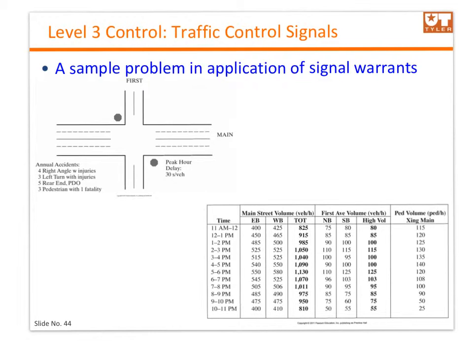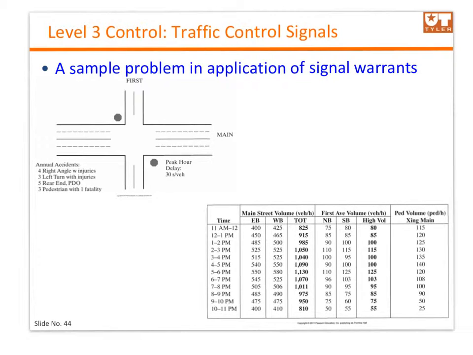Besides the volumes that we see here, that we need to spend about, again, 12 hours in the field, we also have some information related to the delay as well as the annual accidents. The delay is going to be used in one of the criteria, which I think is warrant 3. So we're having 30 seconds of delay per vehicle.